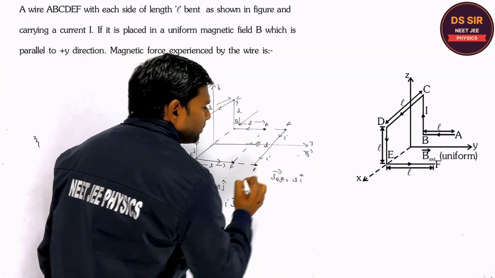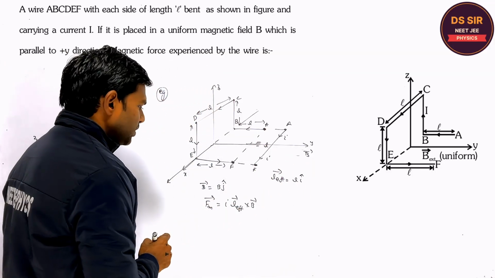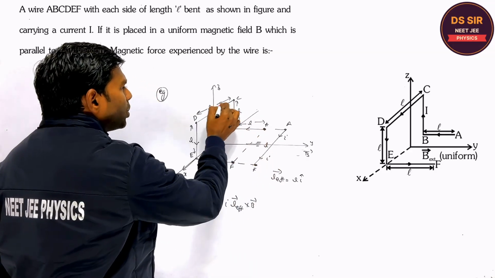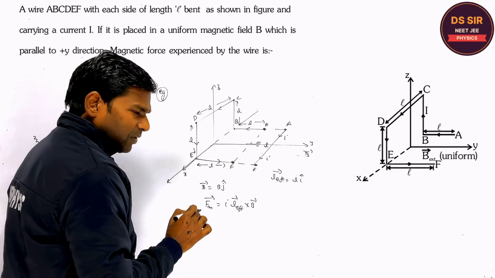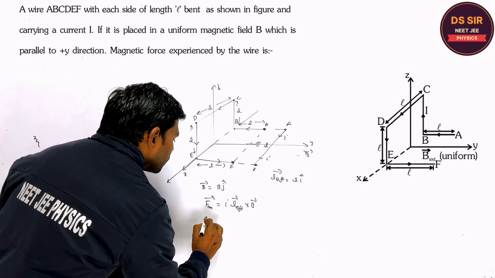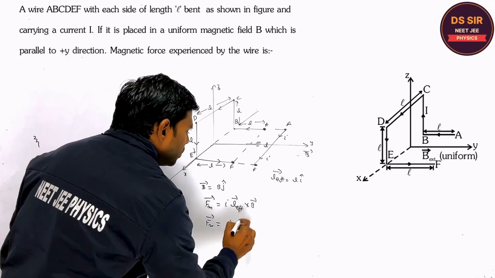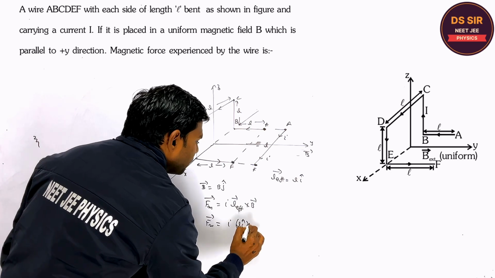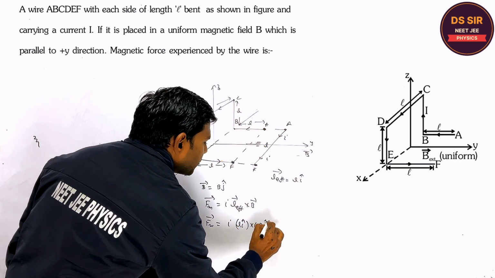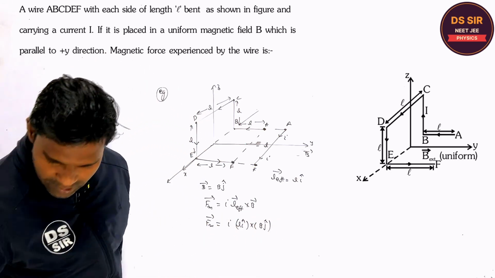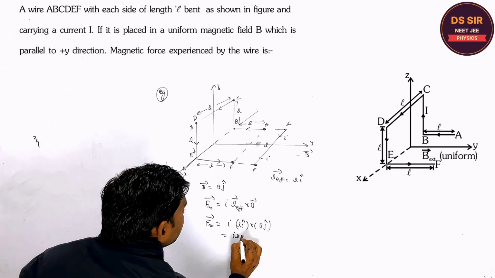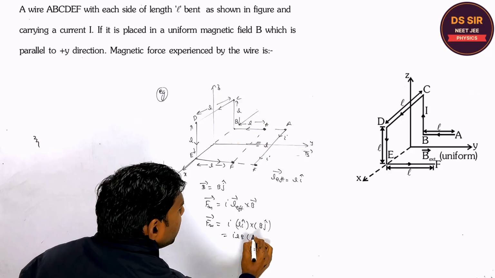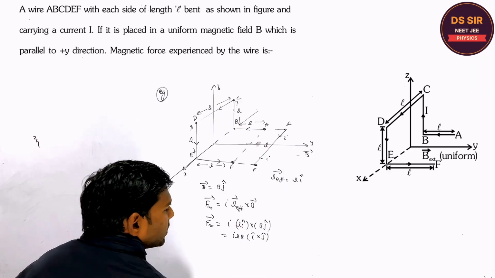X-axis. So I cap. Is it clear or not? So the magnetic force on this current carrying wire A, B, C, D, E, F, whatever it is, the magnetic force is nothing but I into L I cap cross B J cap. Is it clear or not? You tell. So what is the magnitude? Say ILB, and the direction is given by I cross J.